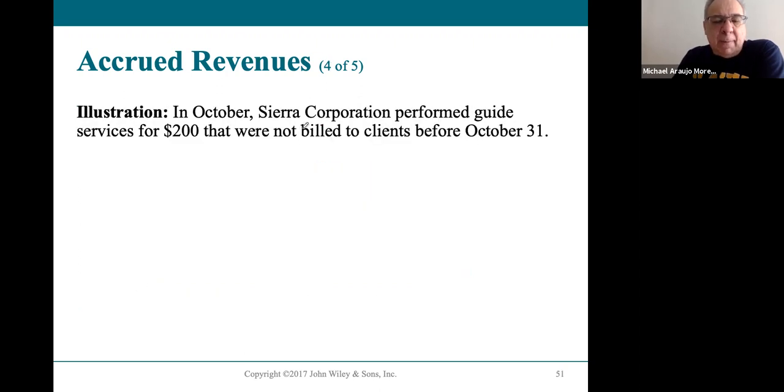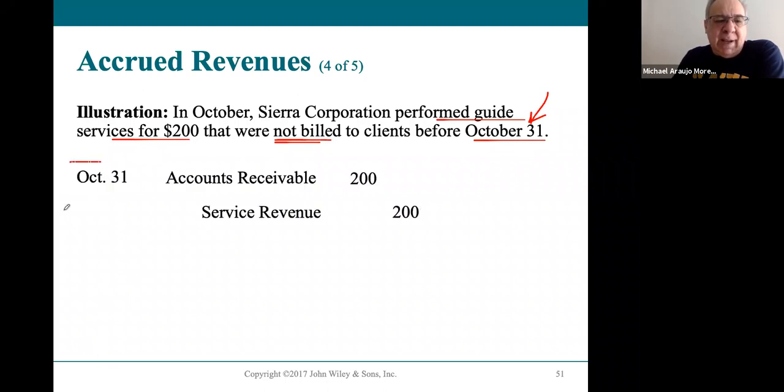So this is how it works. Sierra Corporation performed guided services for $200 that were not billed on October the 31st. So those services were performed in October. The revenue has to be recorded for October. Then of course you have to bill the client to collect that. So this simply is corrected with an adjusting entry by debiting the accounts receivable for $200 and crediting revenue for $200 in the month it was actually earned. Again, these were earned in October. We have to record them in October in this case. So that's the journal entry.